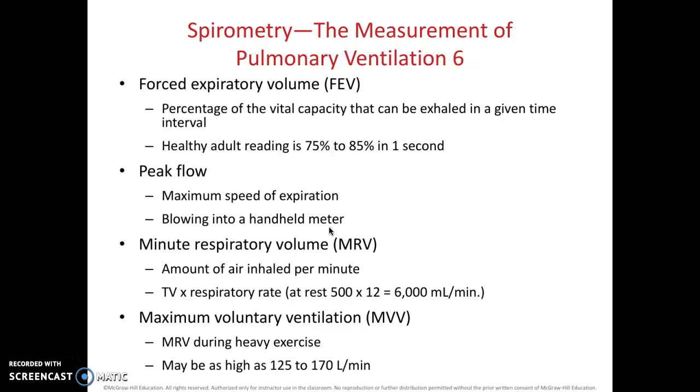The forced expiratory volume is the percentage of the vital capacity that can be exhaled in a given time interval, so that's given as a percent. The peak flow is the maximum speed of expiration, and this can be measured by blowing into a handheld meter. The minute respiratory volume is the amount of air that's inhaled per minute, which can be given by the tidal volume times the respiratory rate. The maximum voluntary ventilation is the minute respiratory volume during heavy exercise.